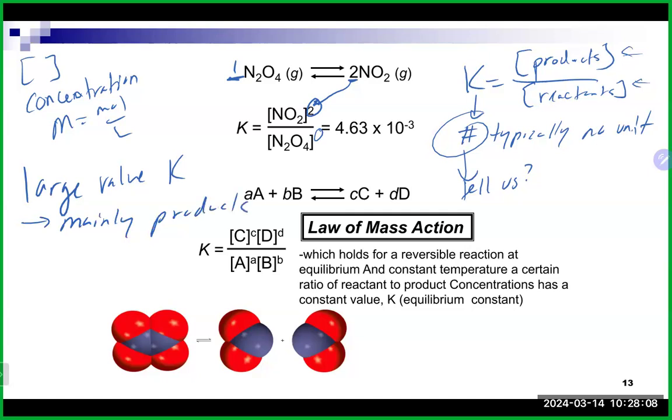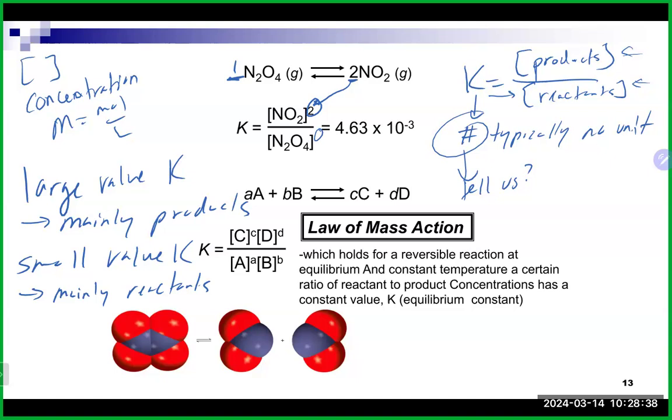And if I have a small value of K, that would mean obviously the opposite here. You would mainly have reactants, right? And again, to get a small value of K, you would need a larger number on the bottom and a smaller number up on top, which means you would have more reactants than products. So K does tell us, for example, what we would expect to be there when we reach equilibrium. Would mainly be reactants, or will mainly be products.